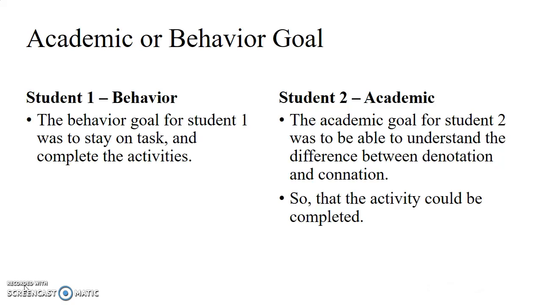Academic or behavior goal. Student 1, we focused on behavior for him. The behavior goal for Student 1 was to stay on task and complete the activities. Student 2, his goal was academics. The academic goal for Student 2 was to be able to understand the difference between denotation and connotation so that the activity can be completed without him getting frustrated or struggling.